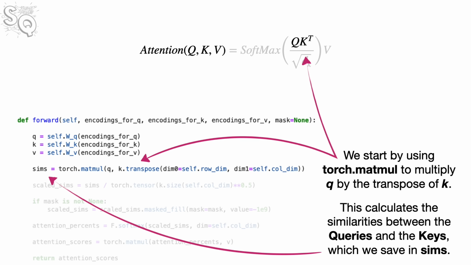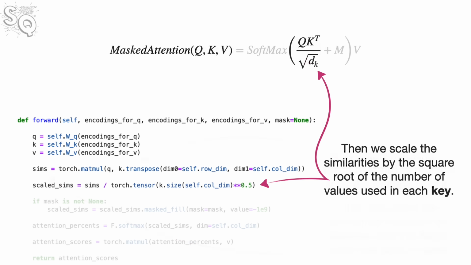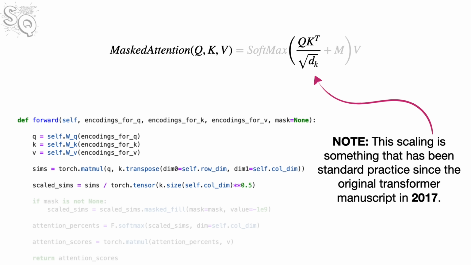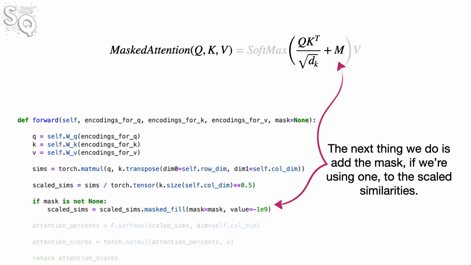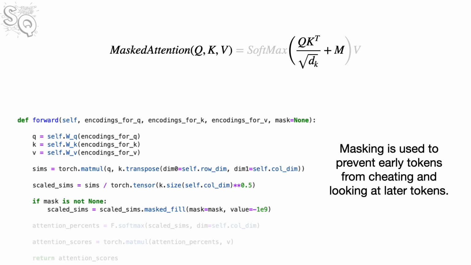This calculates the similarities between the queries and the keys, which we save in sims. Then we scale the similarities by the square root of the number of values used in each key. Note, this scaling has been standard practice since the original Transformer manuscript in 2017. However, it's not required and really only helps out when the model is relatively large. The next thing we do is add the mask, if we're using one, to the scaled similarities. Masking is used to prevent early tokens from cheating and looking ahead at later tokens.